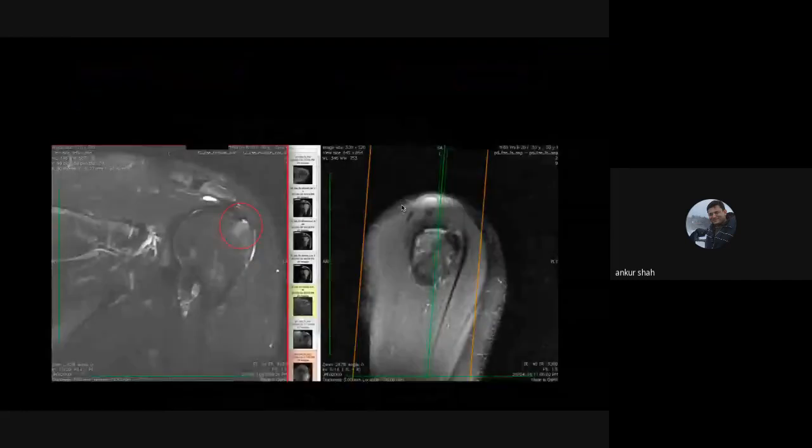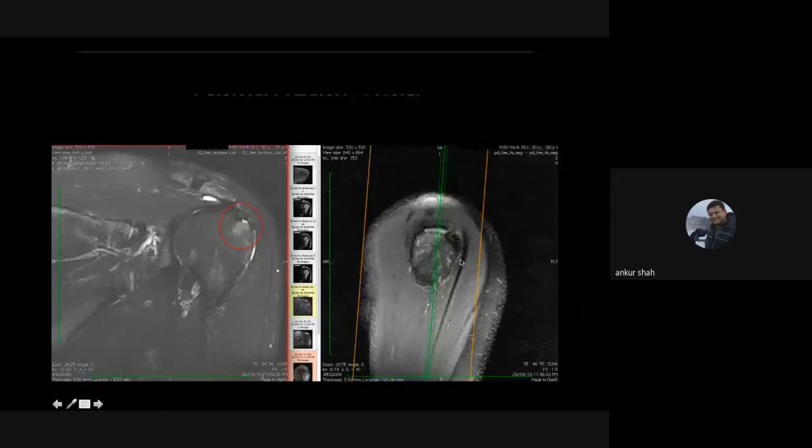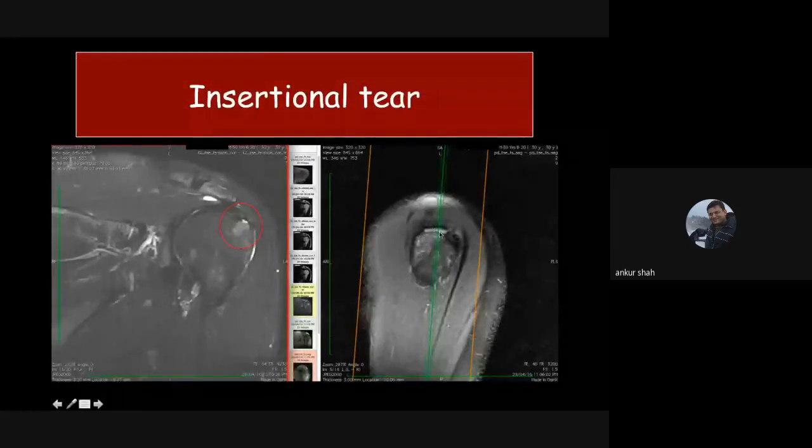Supraspinatus tendon. What is here? There is a focal tear which is exactly at its insertion. The insertion is known as the footplate. So this is the footplate tear of the supraspinatus tendon. So this is an insertional or footplate tear. Whenever there is a footplate tear or any tear, always give the dimension in both planes, in the coronal plane as well as in the sagittal plane. So this will tell the anteroposterior extent of the tear. So this is the footplate tear.